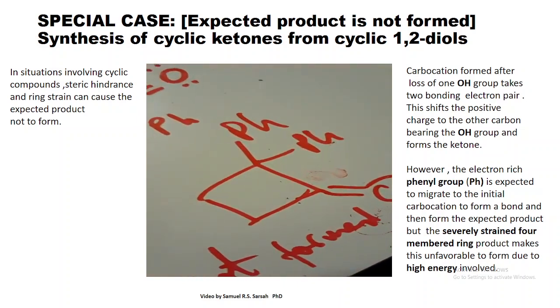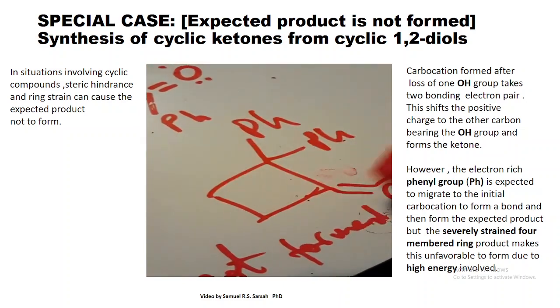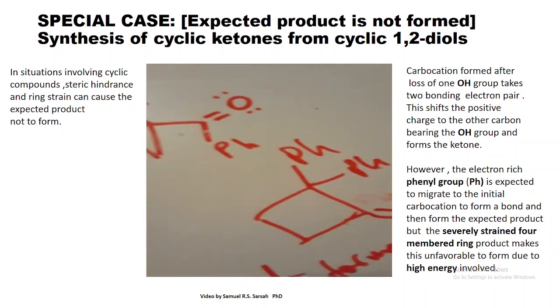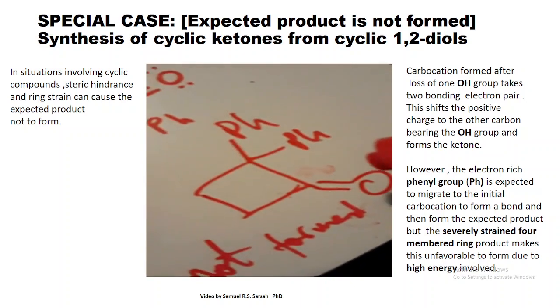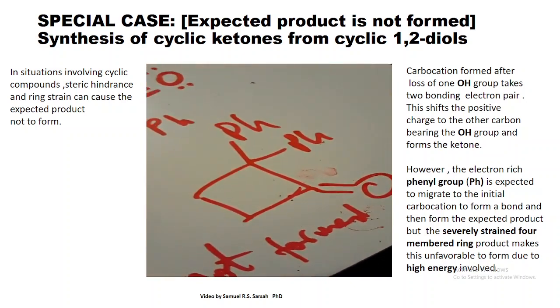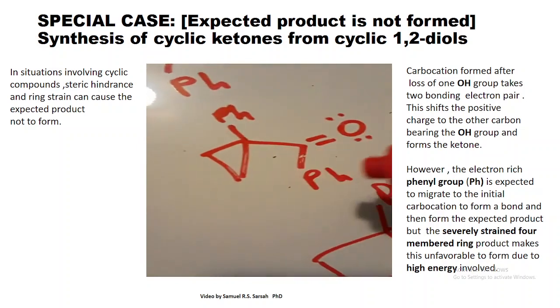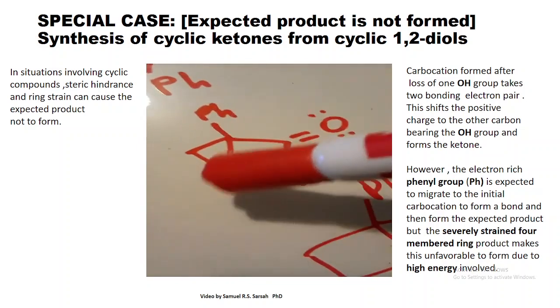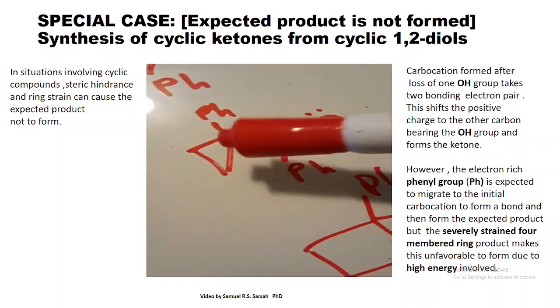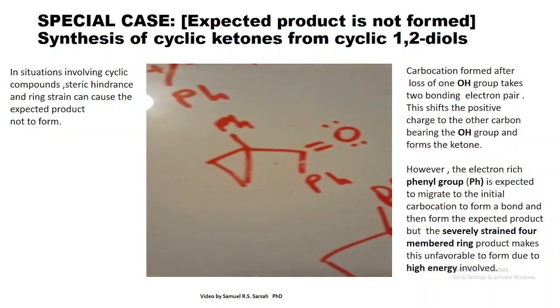Why? Because probably this 4-membered ring strained with sp2 hybridized carbon here is just too uncomfortable, so this is formed instead, where the carbons can take care of this 45-degree angle, and that's why this is formed.